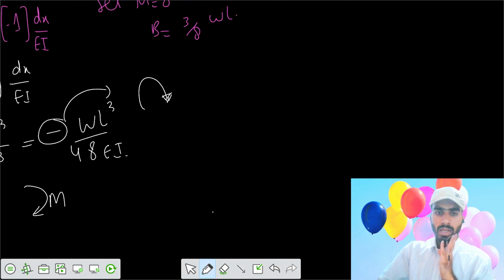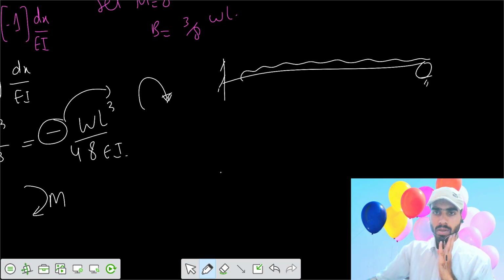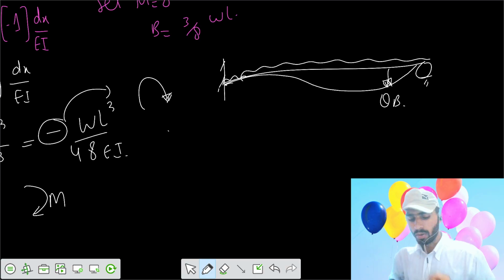If this was your beam and you apply the load, the deflection profile would be somewhat like this. So your theta becomes anti-clockwise theta. That's your theta anti-clockwise.